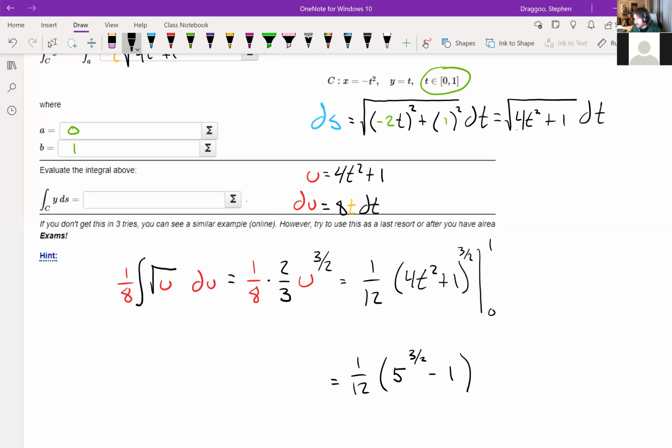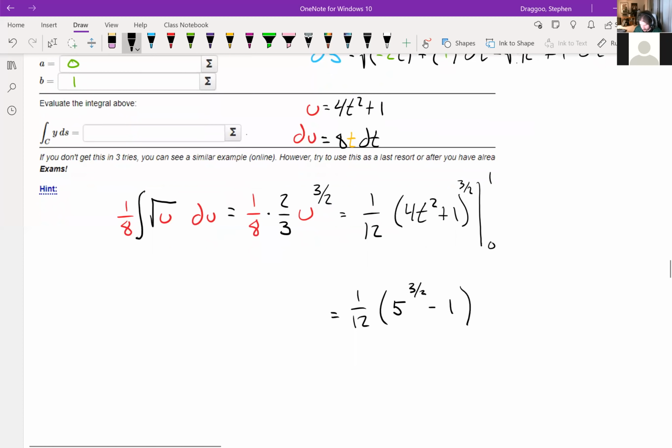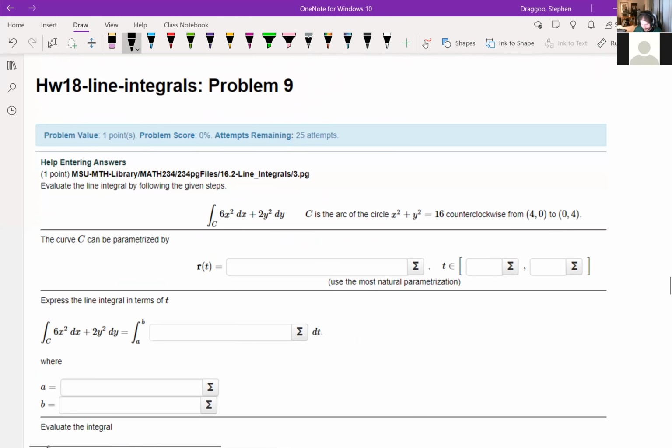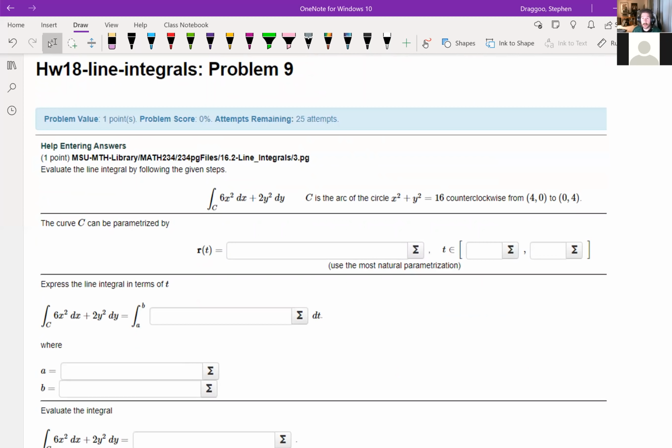Okay, cool. Let's call that good and move on to the next one. All right, another one from line integrals. Got problem 9. So evaluate the line integral with the following properties. We're going to find some r prime or some r of t, plug some stuff in, evaluate some things. Where c is the arc of the circle, x squared plus y squared equals 16, that goes counterclockwise from 4, 0 to 0, 4.